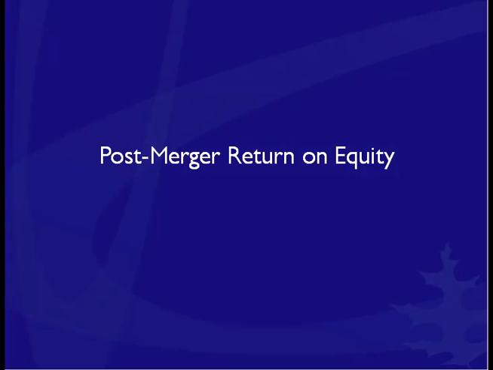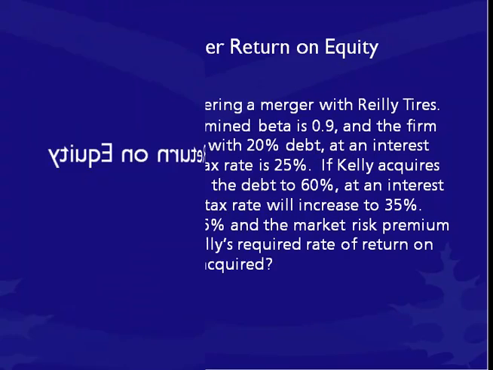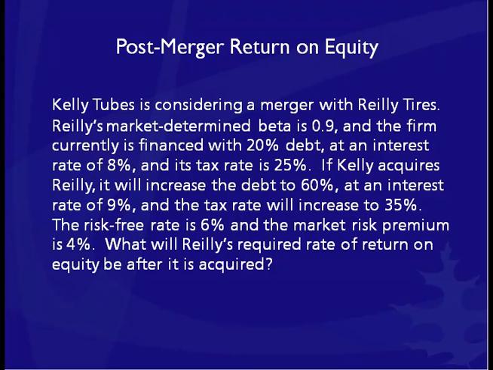Let's take a look at this post-merger return on equity problem. Kelly Tubes is considering a merger with Riley Tires. Riley's market-determined beta is 0.9, and the firm currently is financed with 20% debt at an interest rate of 8%, and its tax rate is 25%.